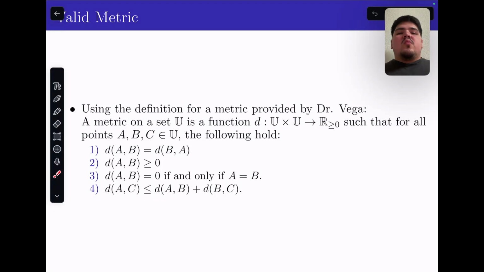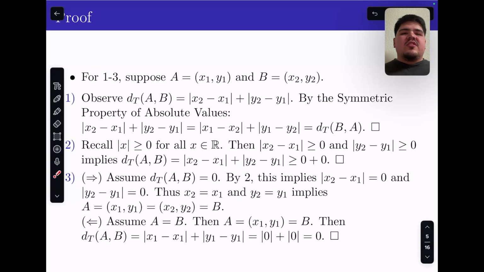We first want to show that the distance between A and B is equal to the distance between B and A. We want to show that distance is always greater than or equal to 0. We want to show that the distance between 2 points is equal to 0 only when A and B are equal to each other, okay? Then we want to show that the distance between A and C is going to be smaller than or equal to the distance between A and B plus the distance between B and C. So we're going to go through these a little quickly.